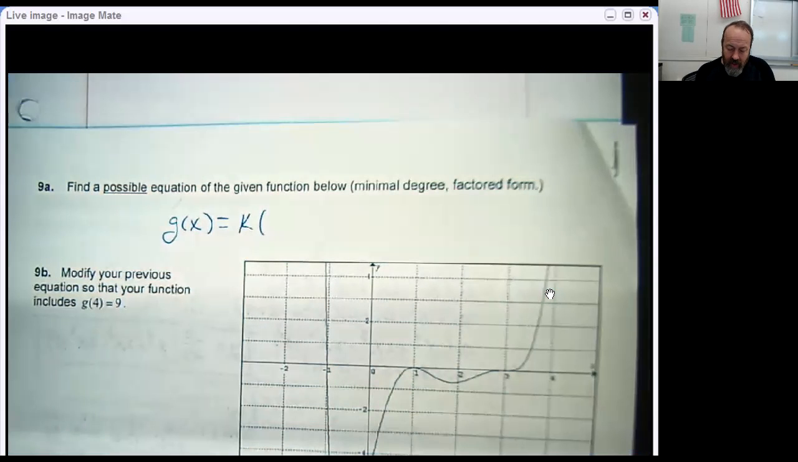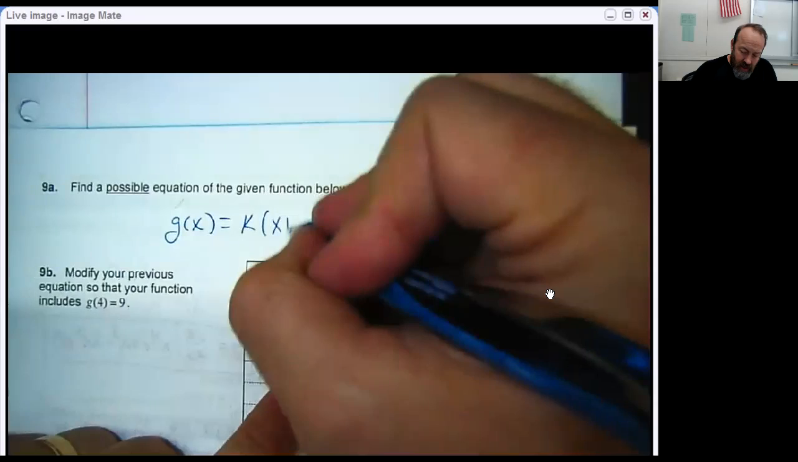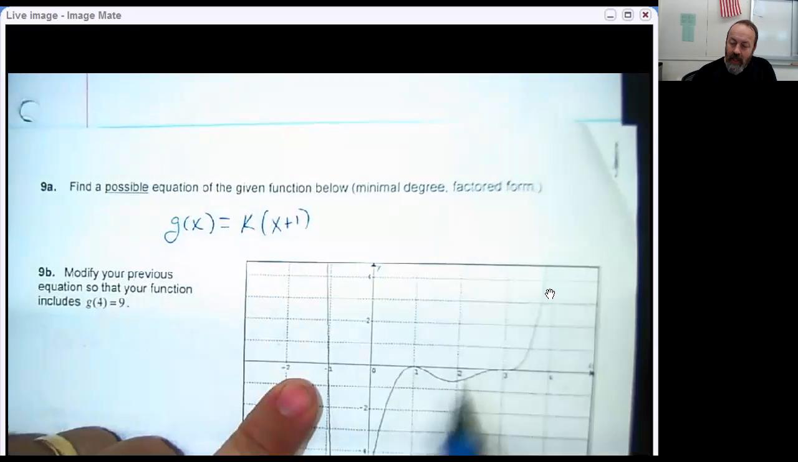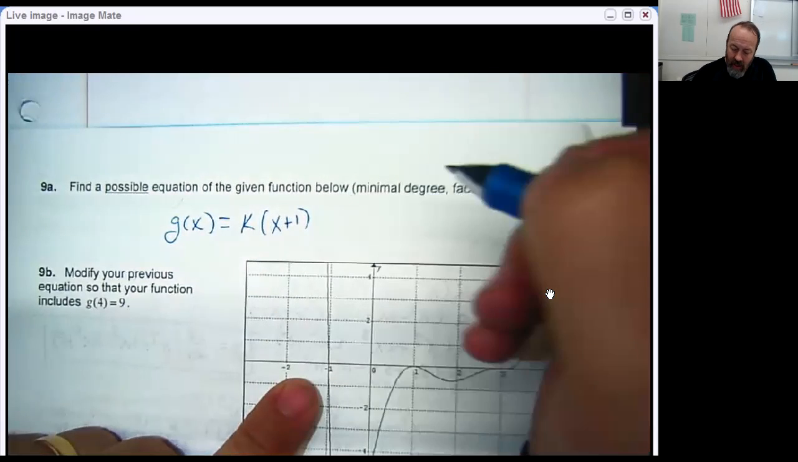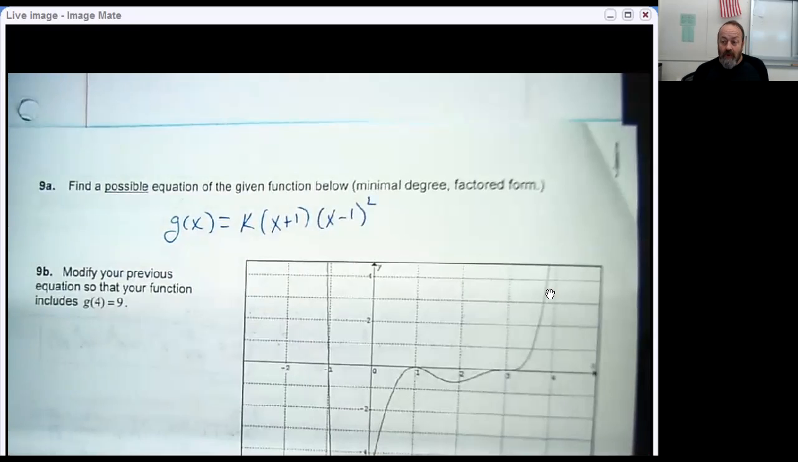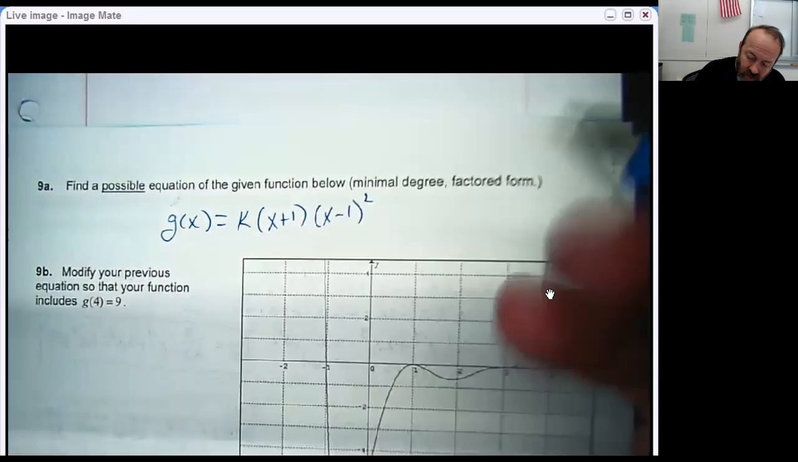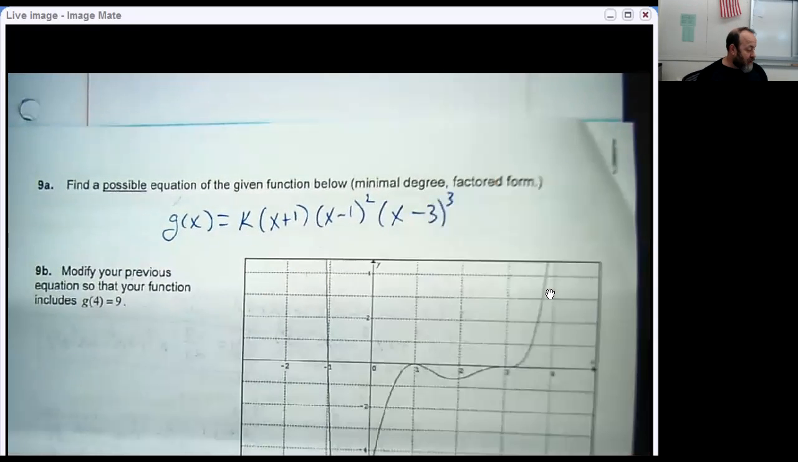But I can see right away that it has a linear factor right here. So I should have some kind of an X plus 1. I notice that there's a bump right here, so it looks like maybe an X minus 1. I would imagine squared. It could be to the fourth power, but it doesn't look as flat. And then I notice a cubic root over here at 3. So I think that seems like a pretty solid graph right there.